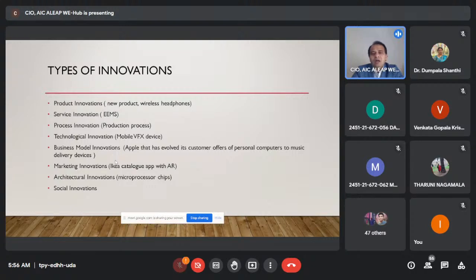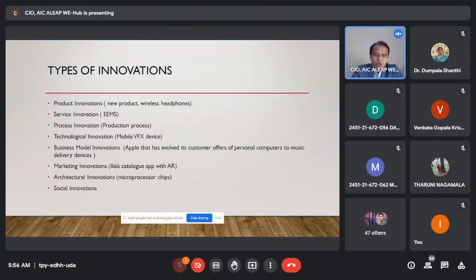Do you know how mobile phones and computer systems are updated and upgraded with new versions from time to time? It is because of architectural innovations. Several chips come with the highest storage, with high processors, and with very good features. So that speaks about architectural innovations.